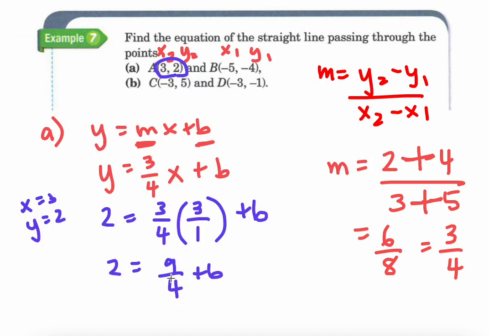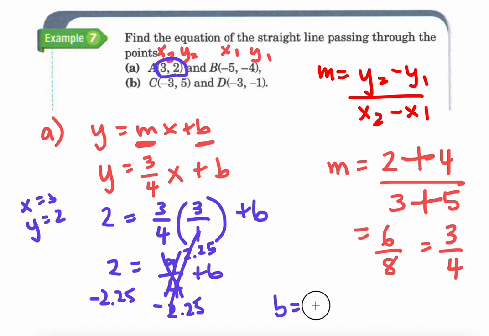Okay, so this is really 2.25. So I'm going to subtract 2.25 on both sides. And then b would equal 2 minus 2.25, which is negative 0.25, or negative 1/4. Okay, so that's my b.